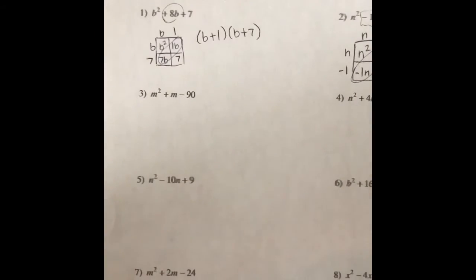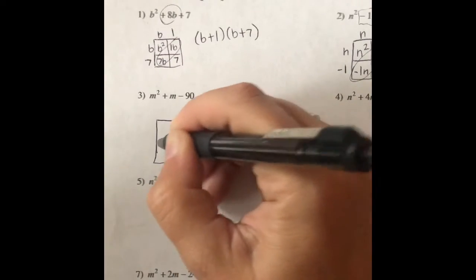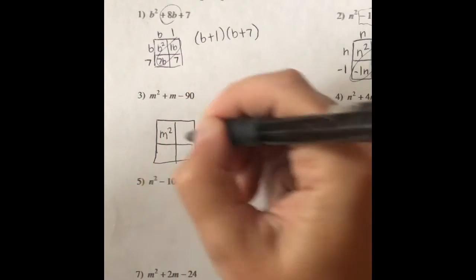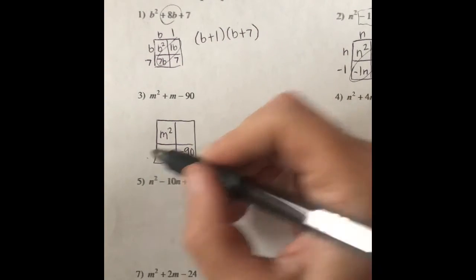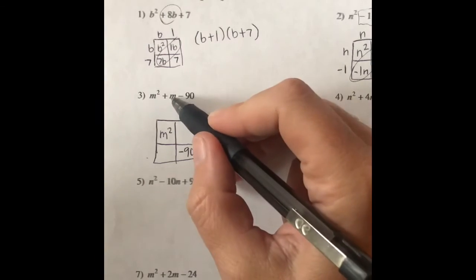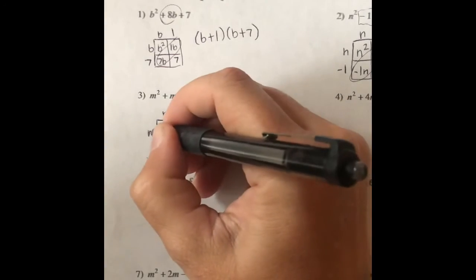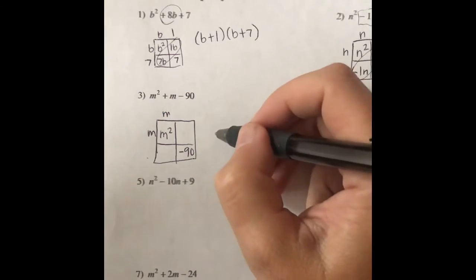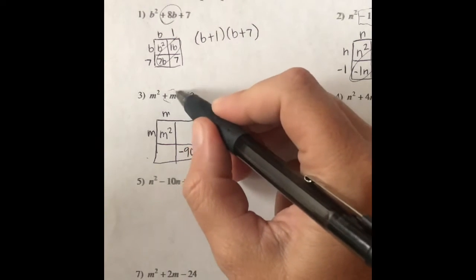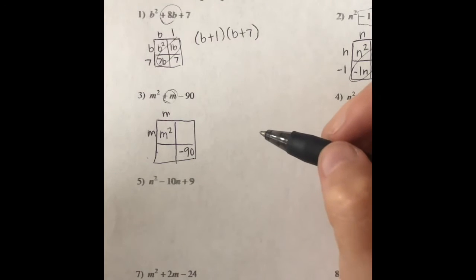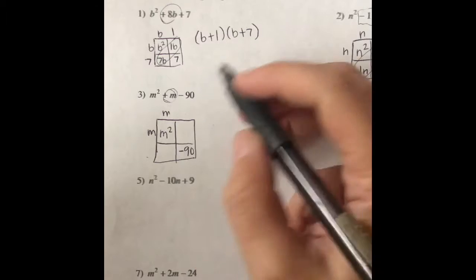Number 3. We're going to put m squared here and negative 90 here. So that tells us that one of our terms here or here is going to be a negative and one is going to be a positive. All right, so we have m and m. All right, and our factors of 90. We have a few factors of 90, but we want to end up with a sum of positive 1. So remember, we want them to be 1 apart because we're looking at one positive and one negative.